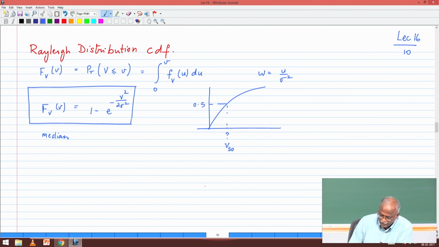So you can substitute Fv of V to be equal to 0.5 and basically verify that V50 is given by sigma times square root of 2 times natural logarithm of 2, ln 2. Again, very simple manipulation. I'm assuming it is very straightforward for you to look at that.